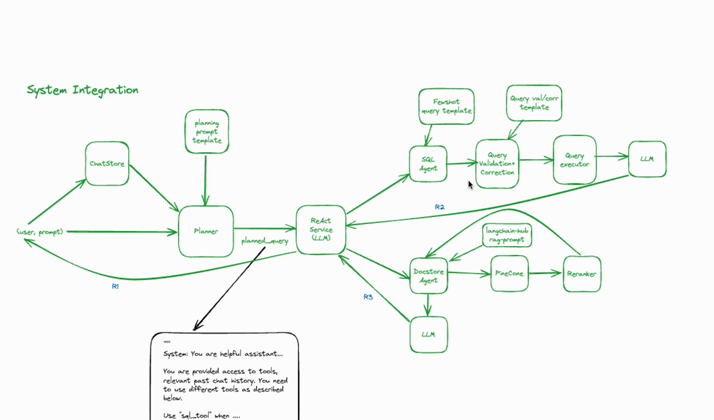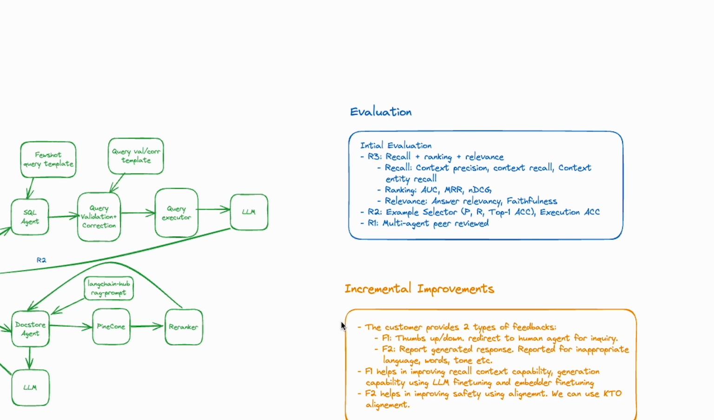Now you might have seen that I've mentioned R2, R3 and R1 here. So what are those? These are the responses that we want to evaluate. Once we generate the SQL query and the answers from it, we want to evaluate that. So that is R2. We want to evaluate our responses generated by this RAG agent, which is the doc store agent. We want to evaluate that as well. And we want to evaluate our main answer, which is generated basically from the React service. We also want to evaluate that. We need to mention some metrics with which we will evaluate R1, R2 and R3. Let's take a look at the evaluation process then.